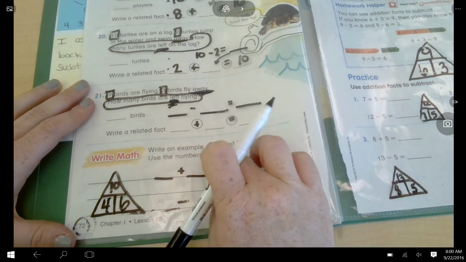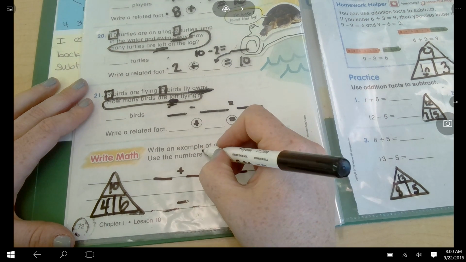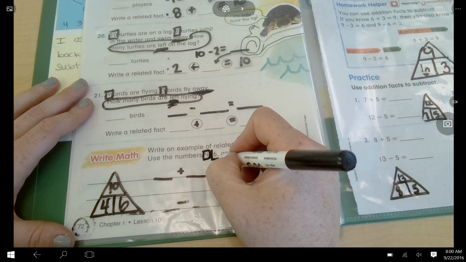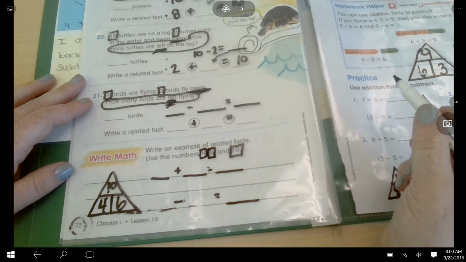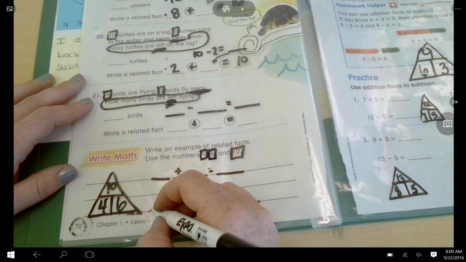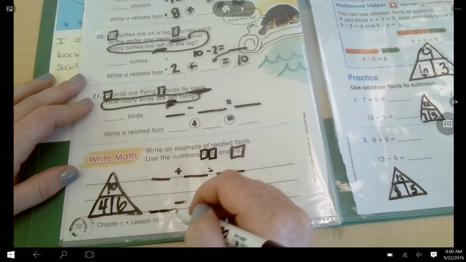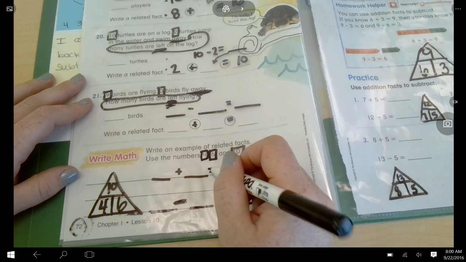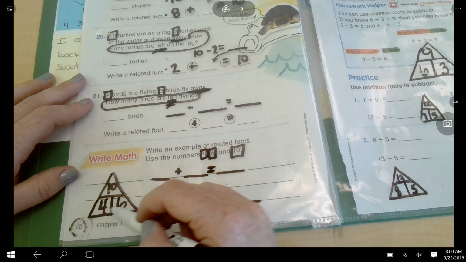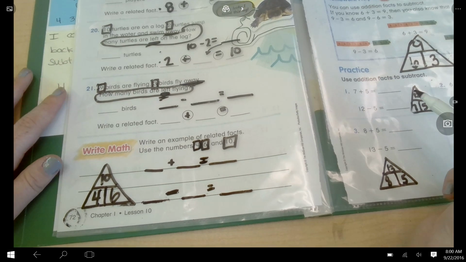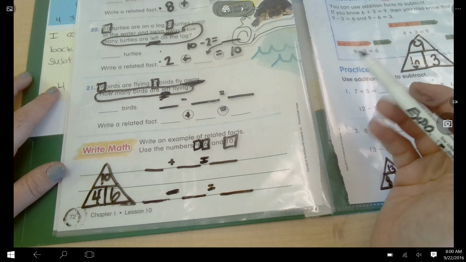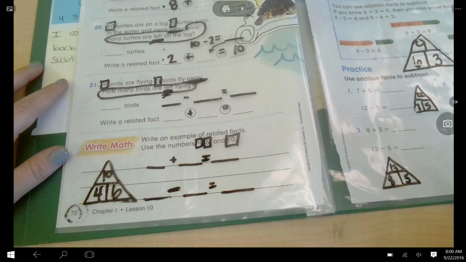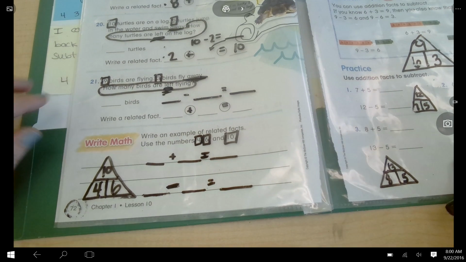It says there you need to write related facts using the numbers 4, 6, and 10. So you're going to write 1 subtraction sentence and 1 addition sentence using the 3 numbers 4, 6, and 10. I drew that triangle to help you out. You need to put that on your paper as well as your 2 number sentences. Pause the video and finish this page.